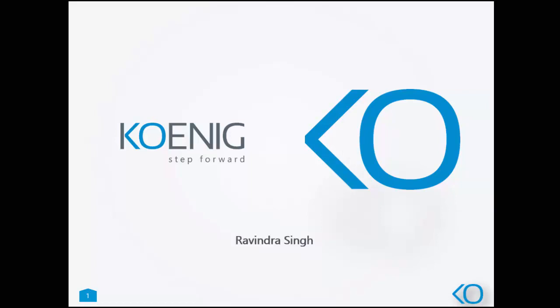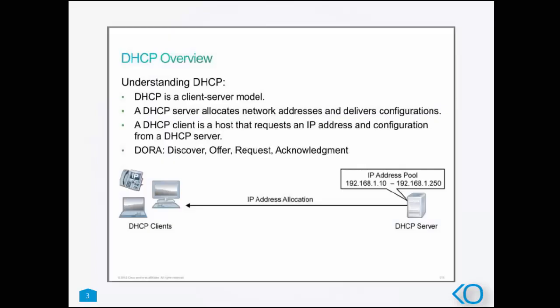In this video, I'm going to talk about DHCP snooping. Before we move to DHCP snooping, let's take a look at DHCP. DHCP stands for Dynamic Host Configuration Protocol. So, there is a concept of client and server. After completing the DORA process, clients will get an IP address from the DHCP server. DORA stands for Discover, Offer, Request, and Acknowledgement.